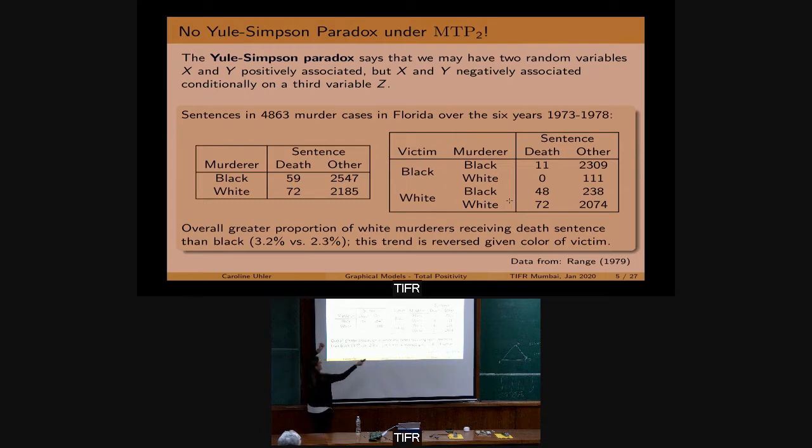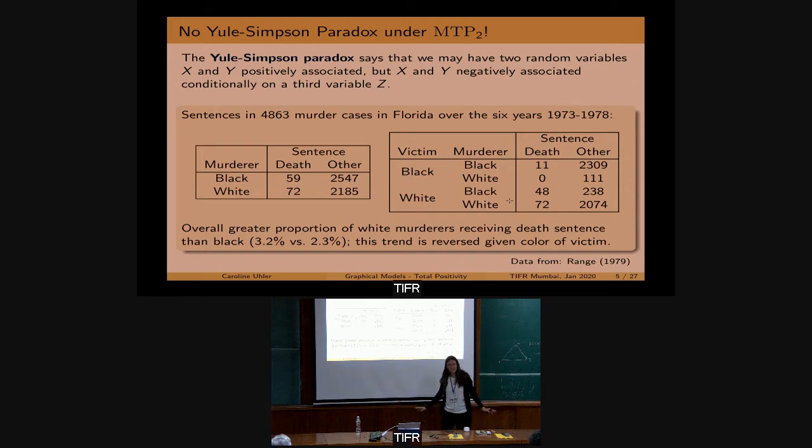There is a switch of the association structure here. Here we have more white murderers that get the death sentence, whereas here in both cases you have more black murderers that get the death sentence. So suddenly the association can switch just because I'm adding in some other variables, and I'm sure you know this from Berkeley admission rates, etc. There are so many examples of this. So Simpson's paradox cannot happen under MTP2. No matter what I condition on, I'll always be positively dependent.